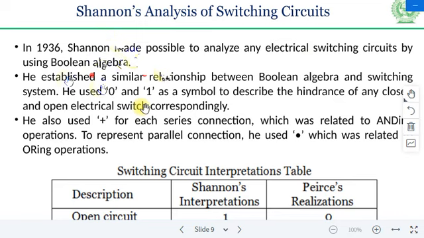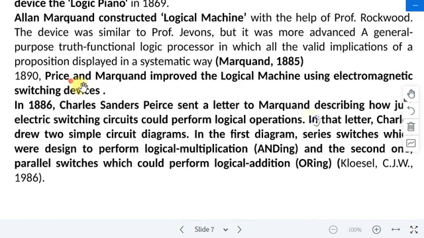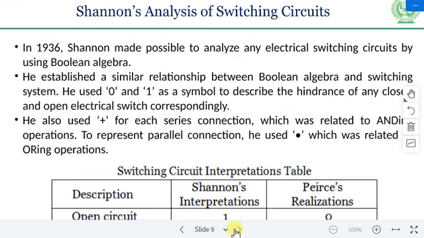So we know that Shannon did remarkable work, but if Marquand used Peirce's instruction, actually he is a guide, so if he used or followed his instruction, then the credit will go to him. So Peirce already described it, but through a letter to a student, not in public form. But that letter is also used as the evidence.